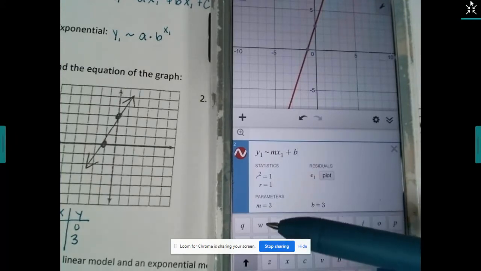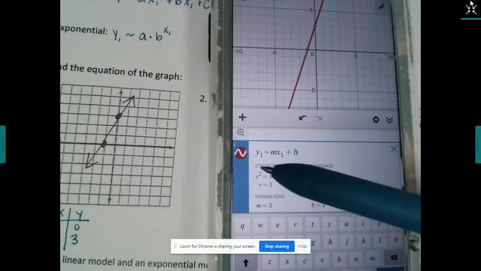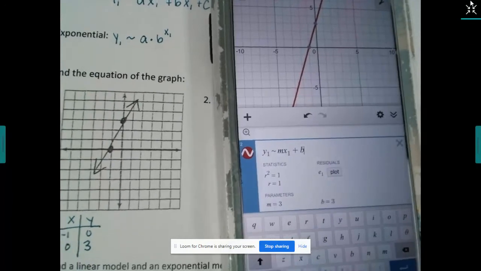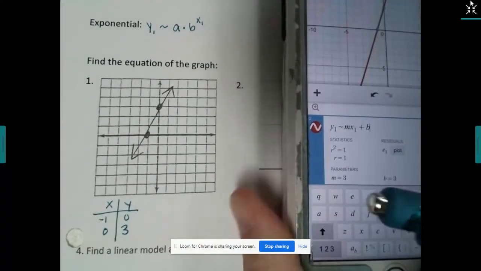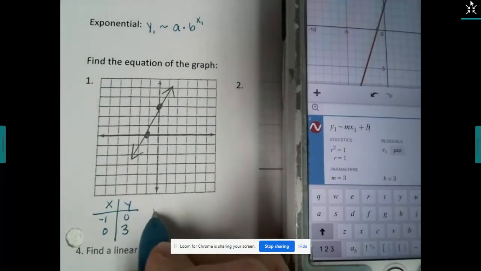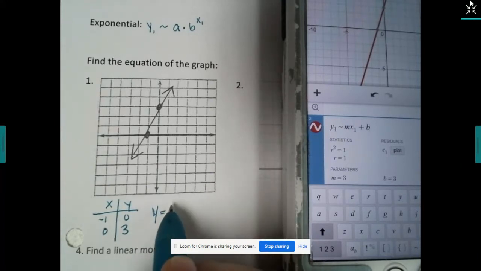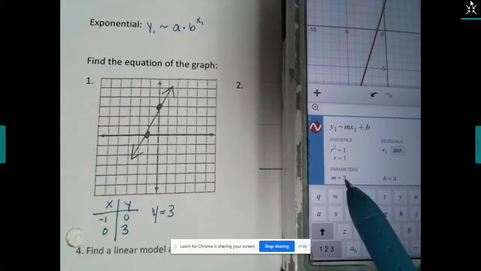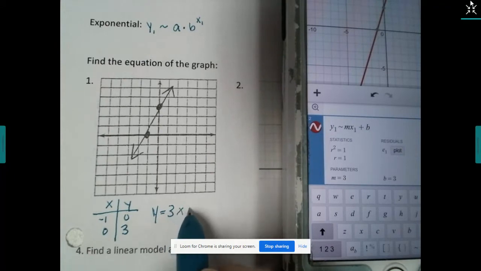So when you write the equation, you just take those and plug them into the equation. And again, you just leave y and x as they are. So our equation for this function would be y equals 3, because again, 3 is our m, x plus 3, because that is our b.